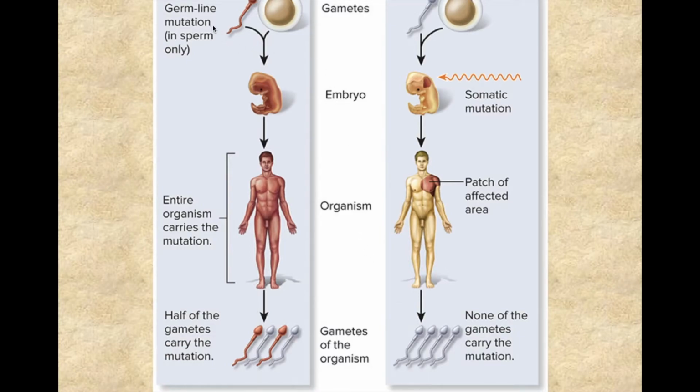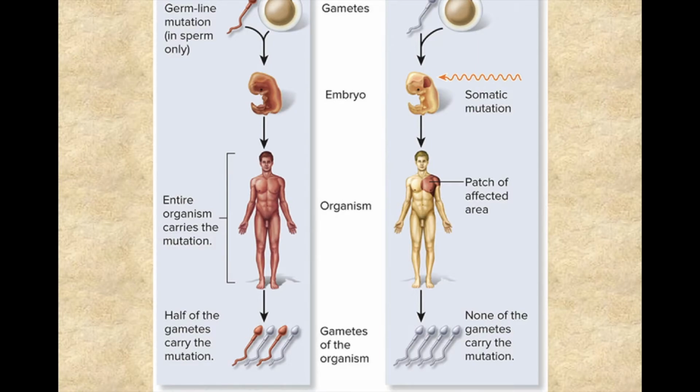However, the germline refers to the cells that are producing sperm and eggs. In this case, they're showing a male, and so they're showing that it's happening in the sperm cell. And so this individual, his sperm cells are going to carry the mutation. The mutation then will be in half of his sperm cells, and therefore half of the embryos that he's capable of forming with his future mate are going to carry that mutation as well.